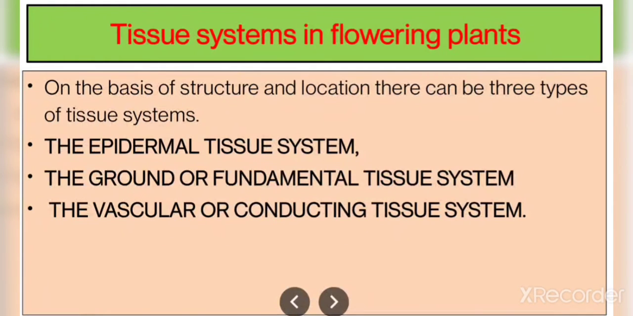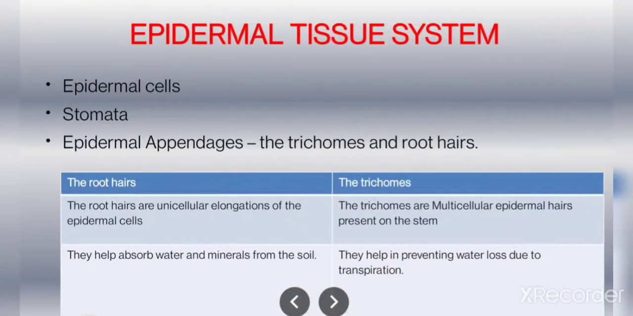Now beta, the epidermal tissue system is made of three components. First one being the epidermal cells. There is mostly a single layer of epidermal cells which are very tightly packed together. So they form a ring-like structure, and then these epidermal cells may have certain appendages over them.